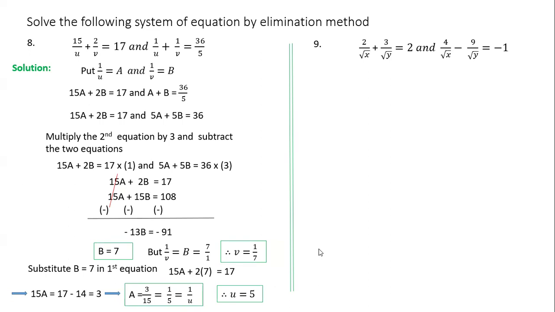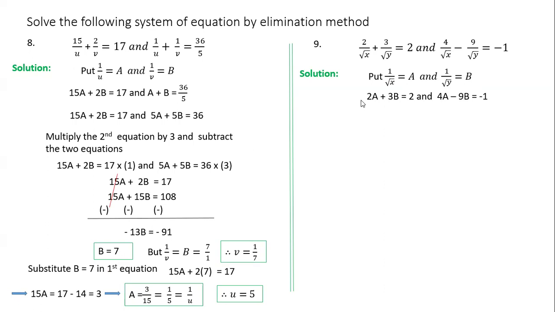Now, the variable is in the denominator and it is in the form of root. If it's in the form of root also, we follow the same method. So, solution: put 1 upon root x is a and 1 upon root y is equal to b. 2a plus 3b is equal to 2. 4a minus 9b is equal to minus 1.